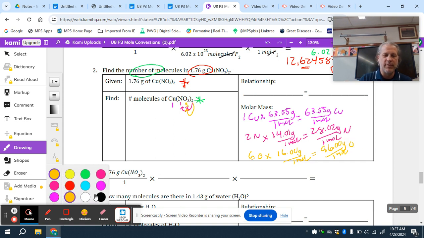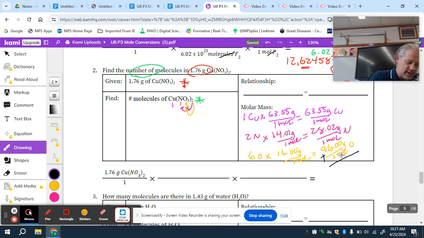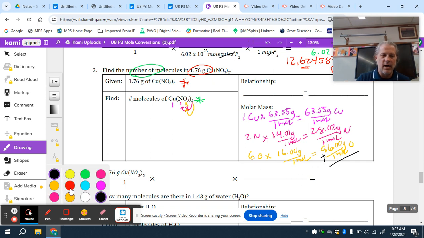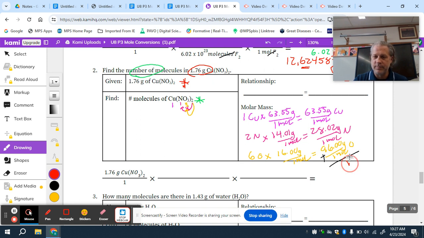And then the last part of this is I have to add that all together. So it's 96 plus 28.02 plus 63.55 gives me a molar mass of 187.57 grams in 1 mole. Now, let's go back and look at the mole flow chart.